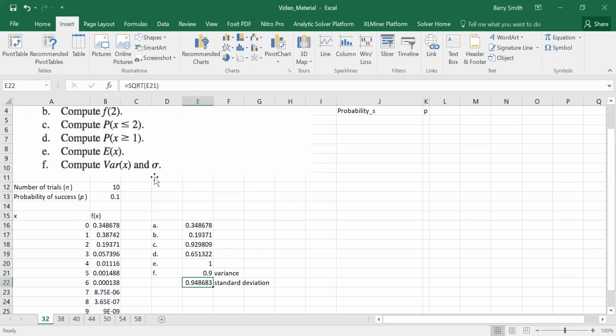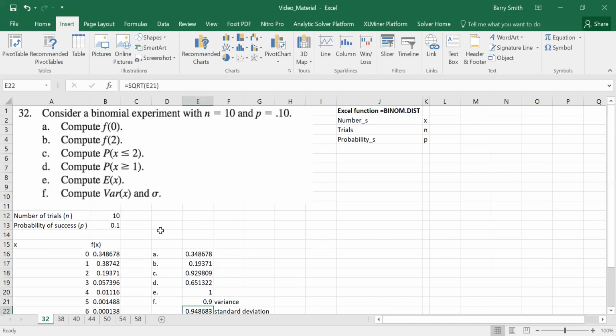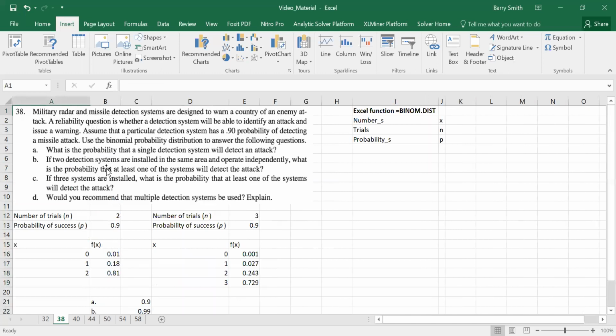And so now I have answered all of the values it asked for this problem. All right, moving on to the next one.